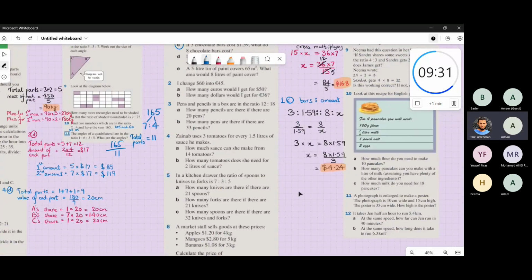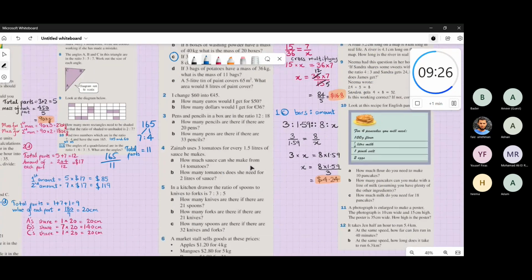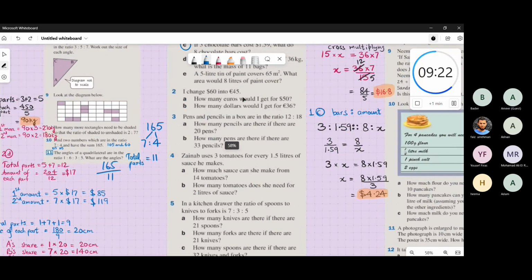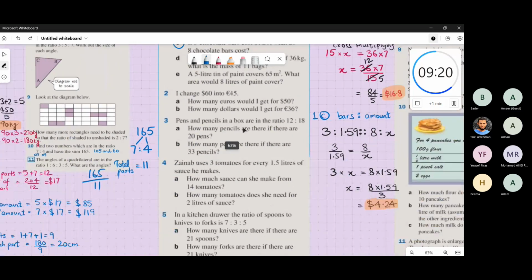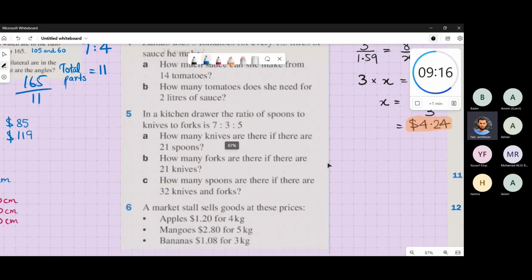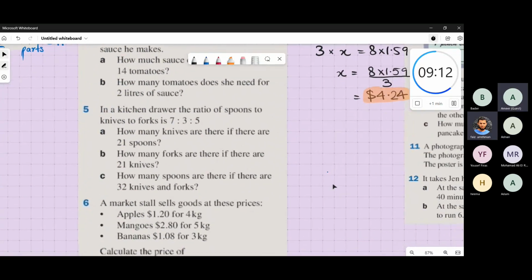Anyways, let's jump to the new question. Okay, let's do these 3 ratio ones. Question number 5A.